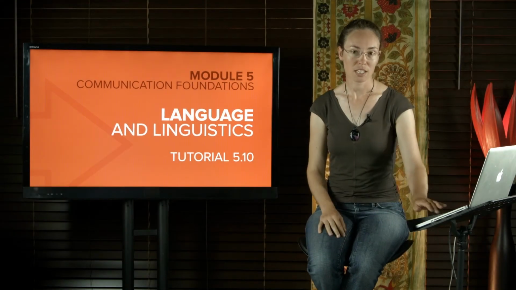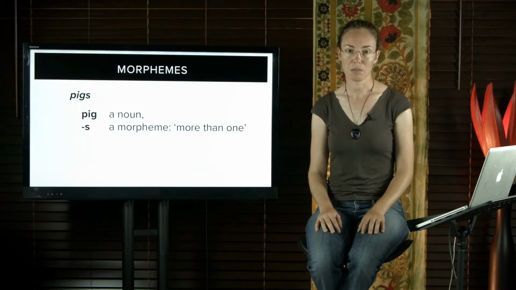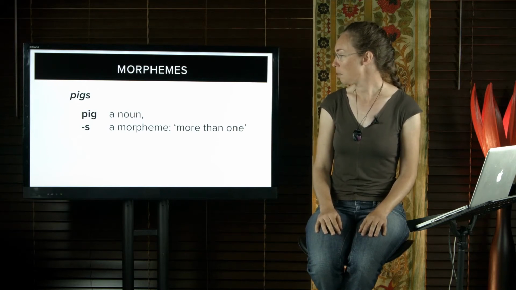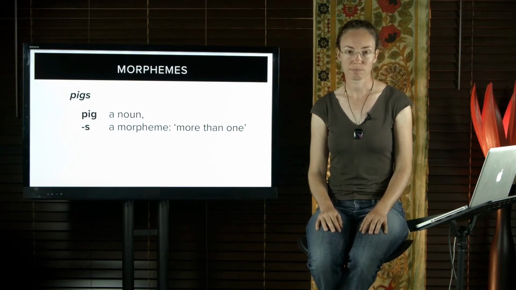Words are the smallest independent meaningful units in language. But words can be divided into even smaller meaningful pieces, and these smaller meaningful units are called morphemes. Words have an internal structure of one or more morphemes. For example, pigs has an internal structure of two morphemes: pig, a noun, and z, a morpheme meaning more than one.